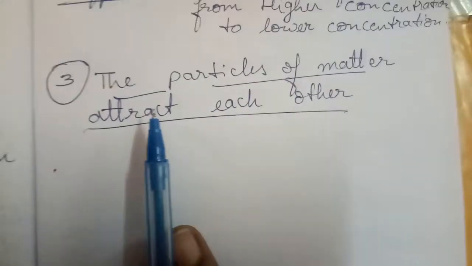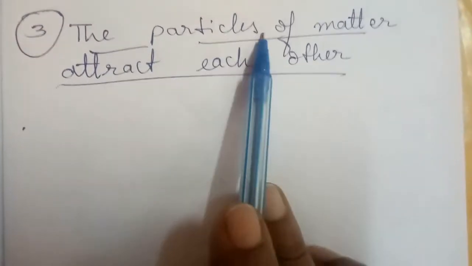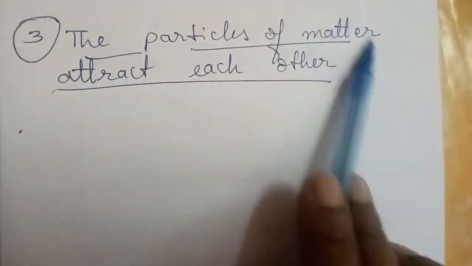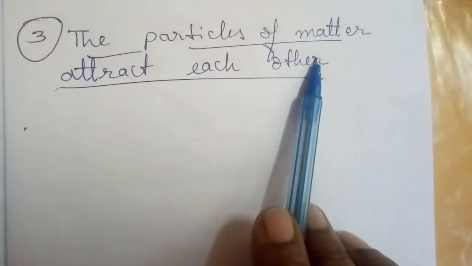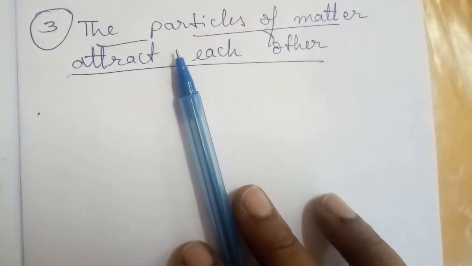Okay, now here is another characteristic of matter: the particles of matter attract each other. Okay, now what does this mean, the particles of matter attract each other? Now we have three different things here. Let me show you. These are some pebbles. Okay, so you can see there are some pebbles here.